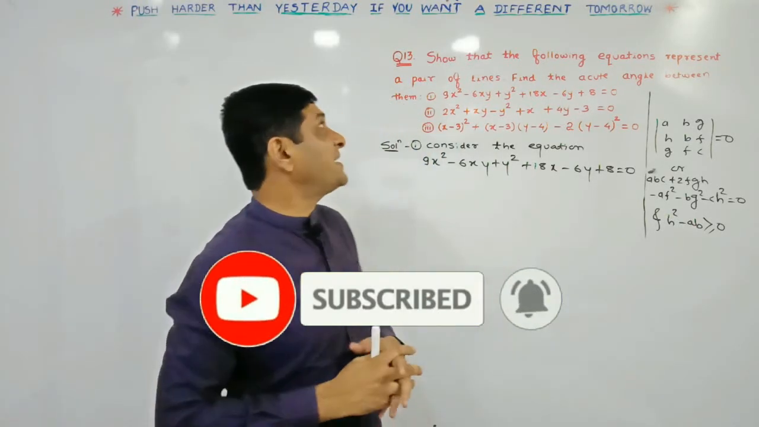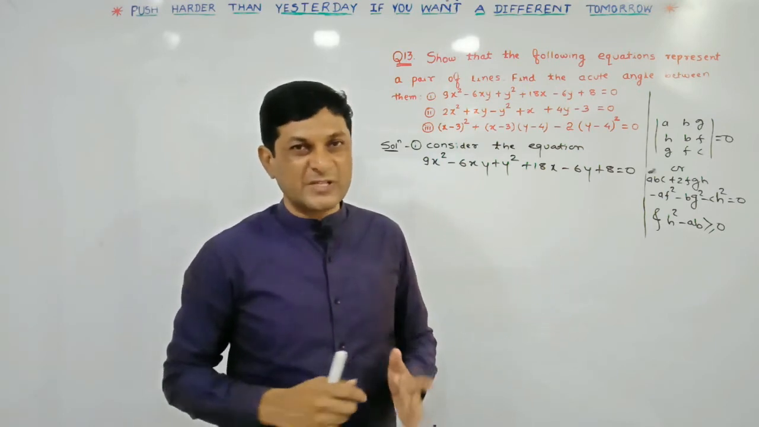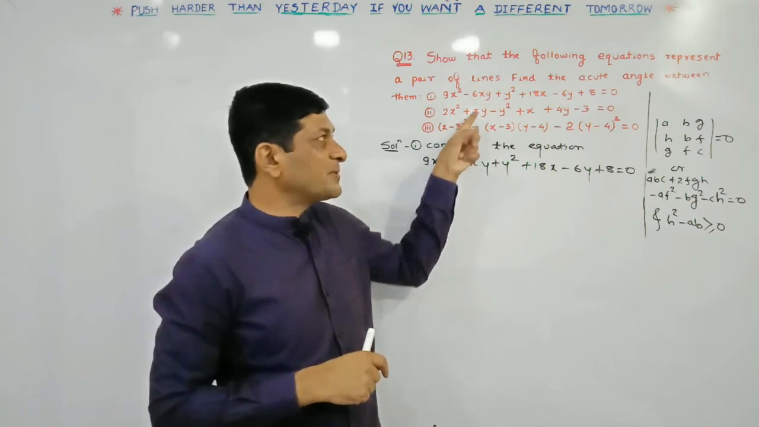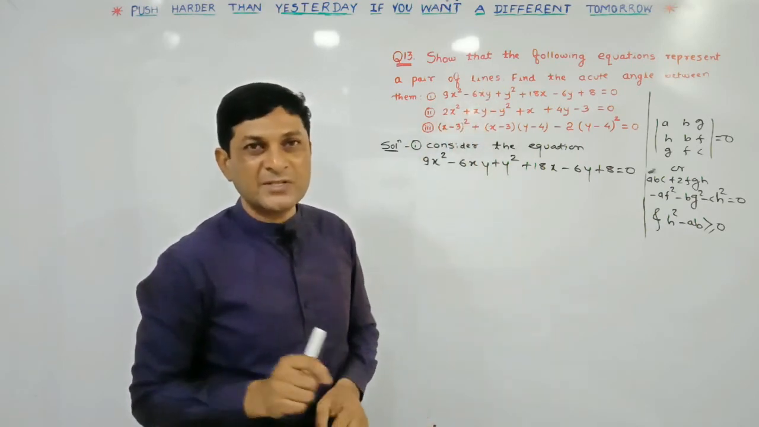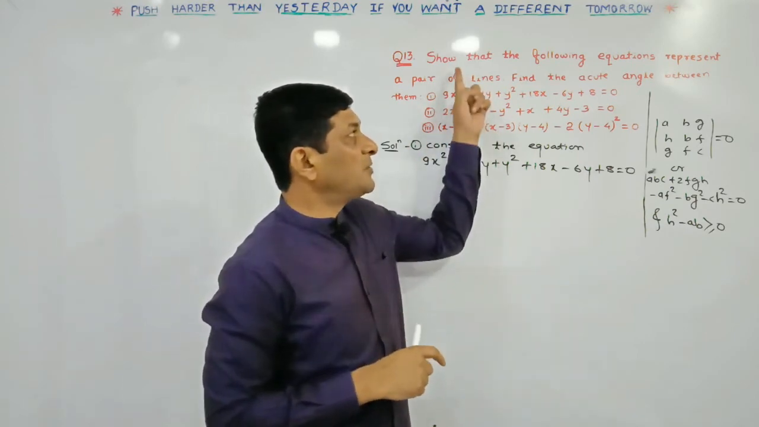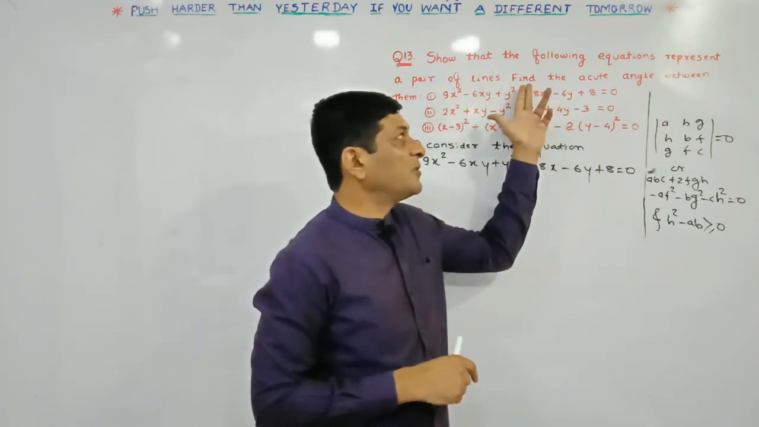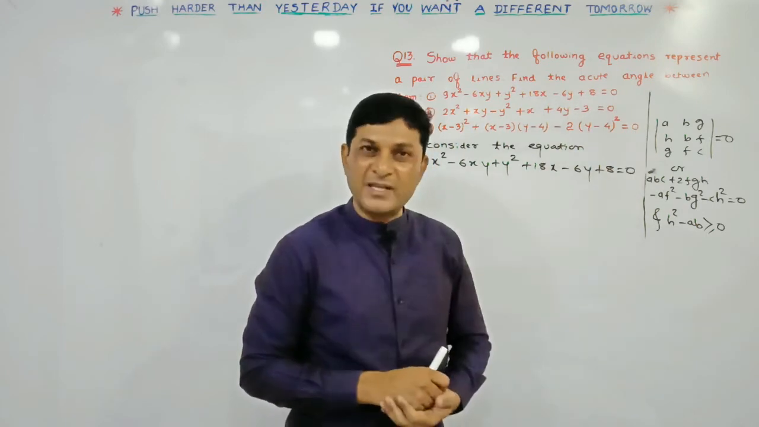So today we are starting example number 13 from this miscellaneous exercise. In this example, some general equation of second degree in x and y is given to us and we have to show that these equations represent pair of straight line. And in the second part of this example, we have to find out acute angle between them.